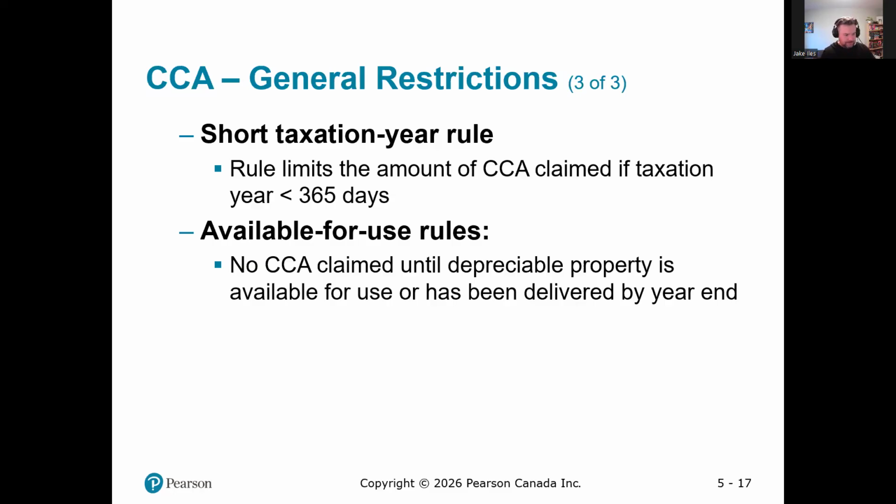Available for use rules. I mentioned when we buy the equipment and we're waiting for it to be delivered, and it has to be installed and we have to put in inspections, we might be out a certain amount of money. We have a capital cost, it's sitting there, but we're not going to take CCA until it's actually available for us to use, until it's ready to be put into operation. Because before it's ready for use, there's not really anything depreciating just yet. So no CCA is claimed until the depreciable property is available for use or if it's been delivered by year end.